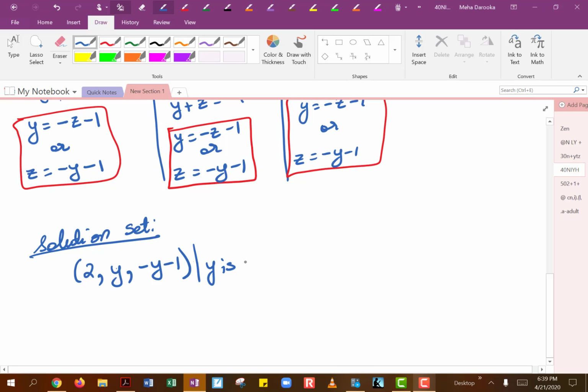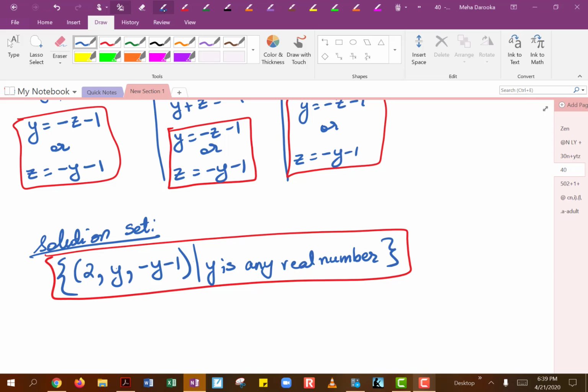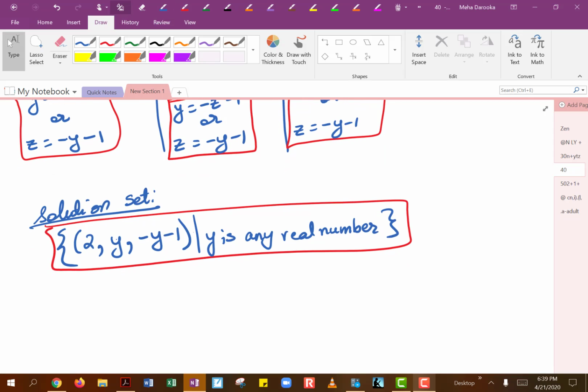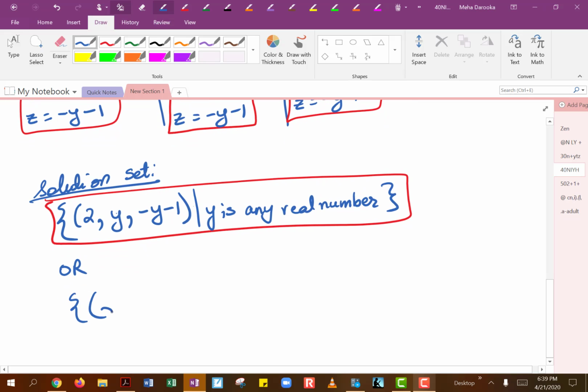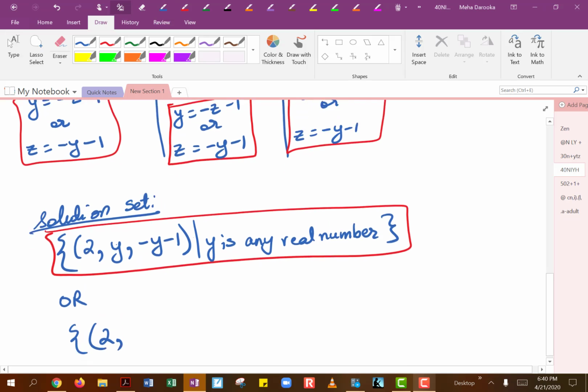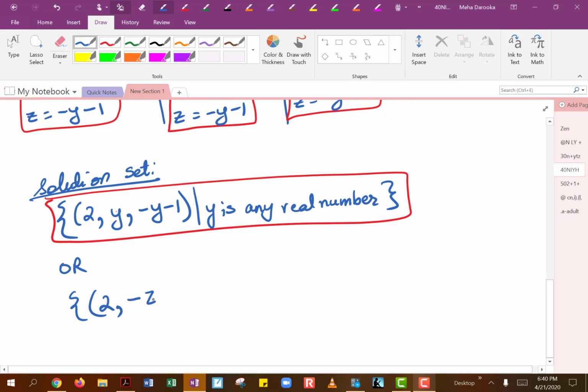So you will say y is any real number. Okay, so this is going to be one way of writing your solution set here. Now if they want this in terms of z, of course we still have x equals 2, but if they want it in terms of z, then you are going to say y equals negative z minus 1, and then for z you're just going to write z, and we will say z can be any real number.